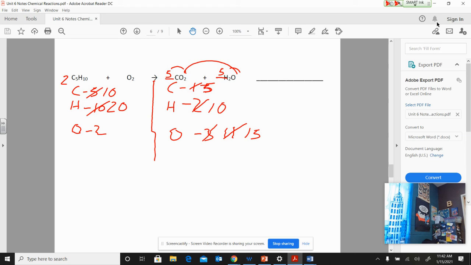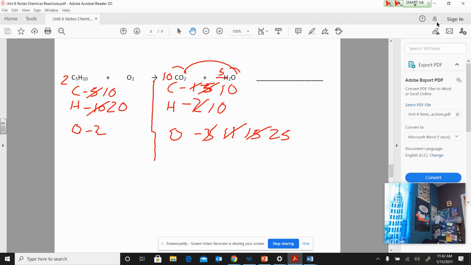All right, so now how can I make this side match? So what can I put in front of that carbon to make it have 10? Well, 10. I have to put a whole 10 there. And that makes it have 10 carbons. So that also changes my oxygen. So 10 times 2 is 20. So now I have 20 oxygens plus the 5 I already had. So now I have 25 oxygens.